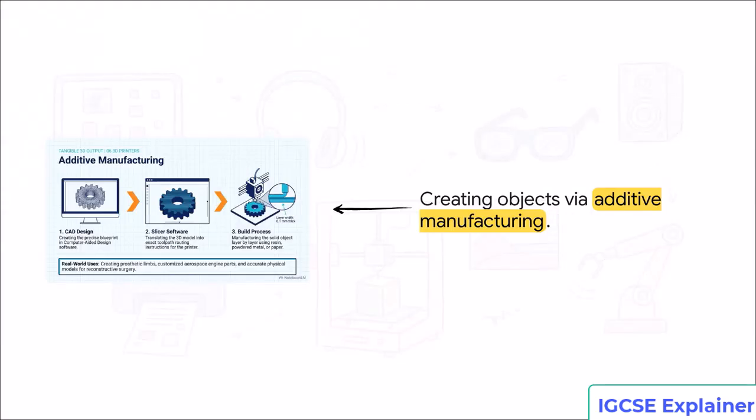So this physical build process manufactures the solid object layer by layer, often using stuff like resin, powdered metal, or specialized plastics. And here's a staggering fact for you. These layers can be incredibly thin. We're talking sometimes just 0.1 millimeters thick. The real-world uses for that level of precision are just unbelievable. We are talking about creating custom prosthetic limbs that are perfectly fitted to a patient, incredibly accurate reconstructive surgery models, and even highly precise aerospace engine parts. It's a real game changer.